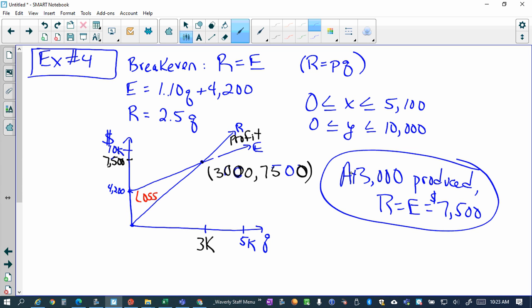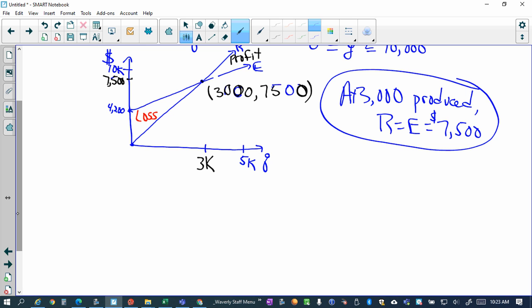All right, so let's look at the check real quick. What if they produce 2,900? So if Q equals 2,900 produced, are they at a profit or a loss? If our break even is 3,000, that would be right in there. And you could even use the trace feature on your calculator, so you can just see where it ends up. We would have a loss.